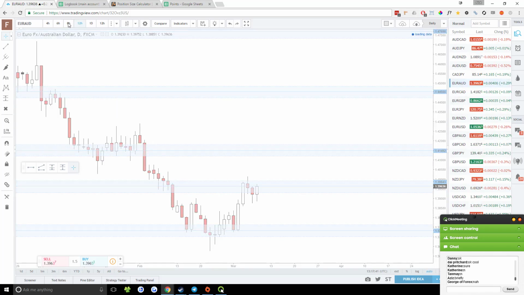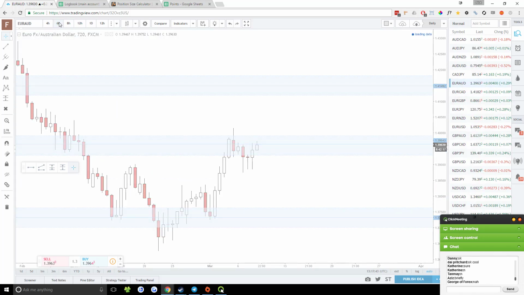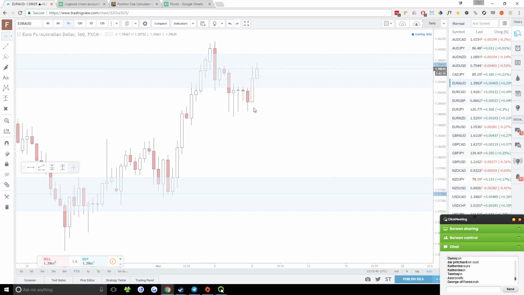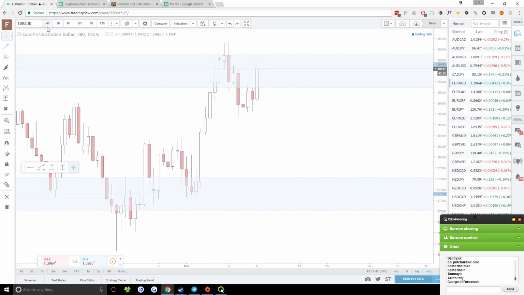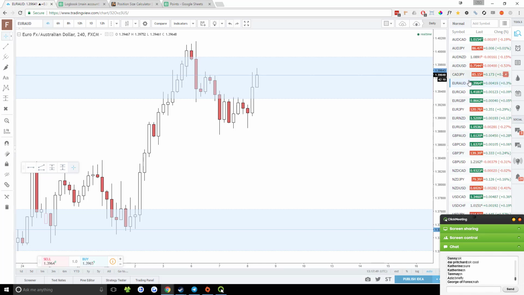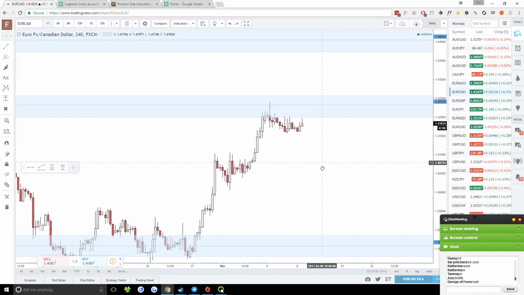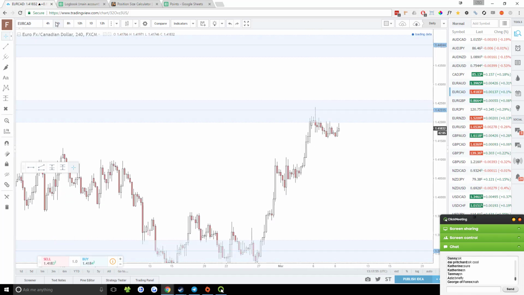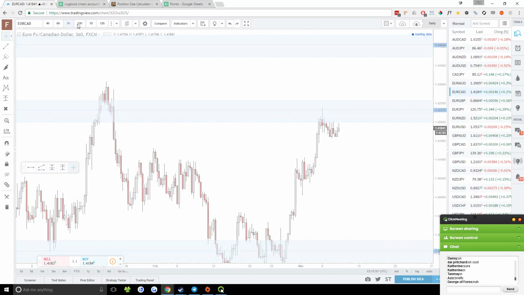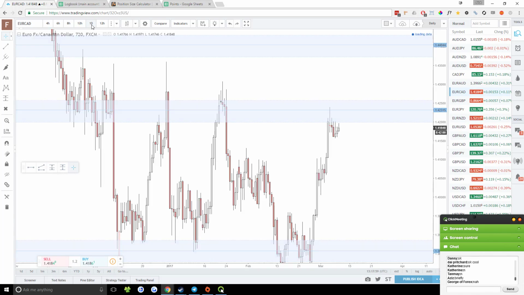Wait, we didn't actually go through each time frame. It's important to go through each time frame just to get a clear picture of what price is doing. Because sometimes on the daily it'll look like it's doing something, but then when you drill down on the smaller time frames, it becomes clearer what's going on.